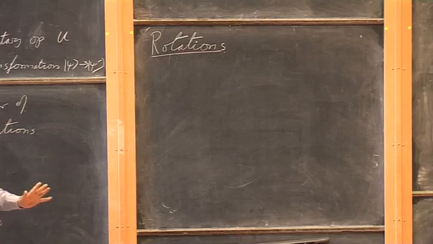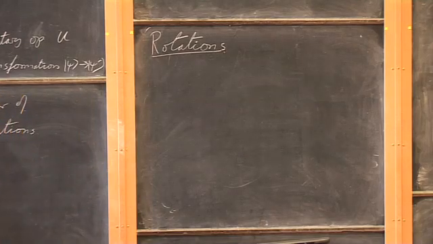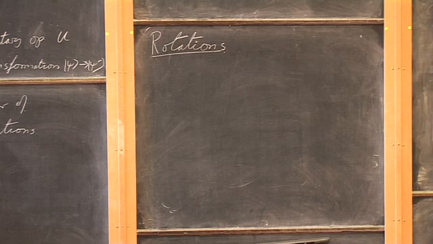All right, so to generate translations, we in fact need three operators, don't we? We need px, py, and pz. Why do we need three operators? Because to define a translation, we need to specify a vector, because we have to say in what direction we're going to go and how far we're planning to go. And those three numbers define a vector.